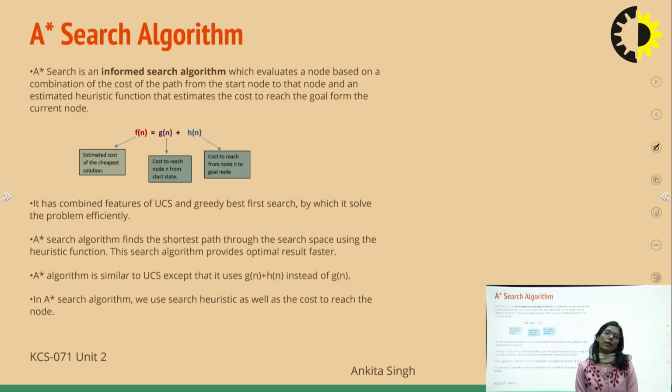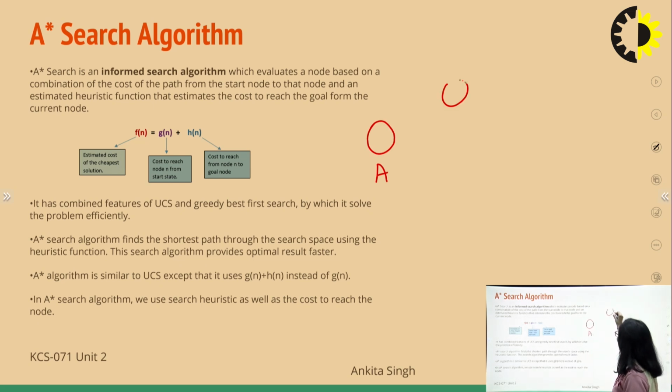Next is your A star search algorithm. Now, A star search is an informed search algorithm which evaluates a node based on the combination of the cost of the path from the starting node to that node and the estimated heuristic function. Now, this is a bit different. Suppose I am at a node A. I will be taking a similar example, and I have 3 nodes, 1, 2, 3, and a goal node G.